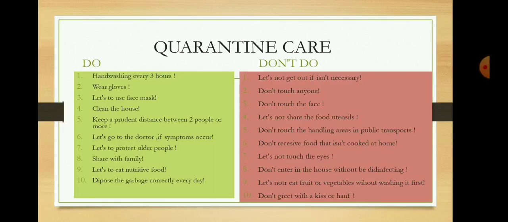An example with let's is: let's use a mask, or let's eat nutritive food. So that's all. I hope that you like this explanation, and sorry for the mistakes.